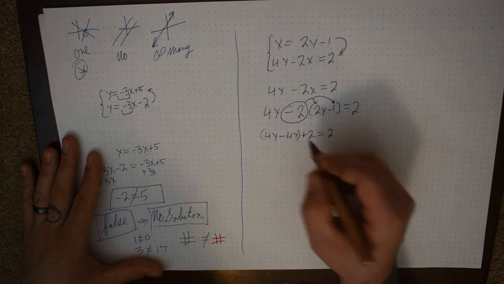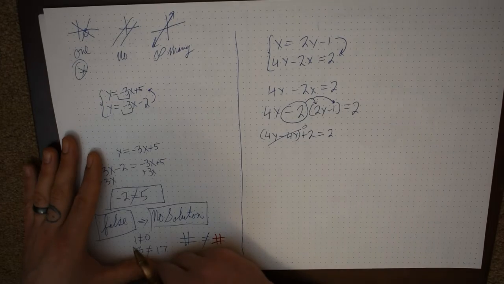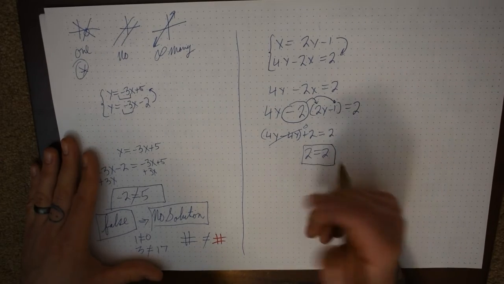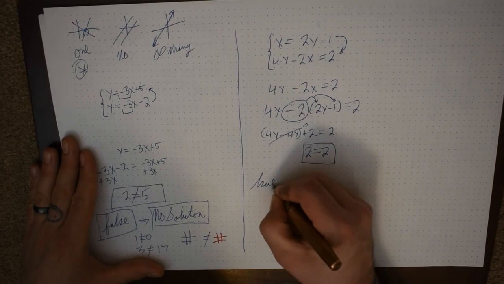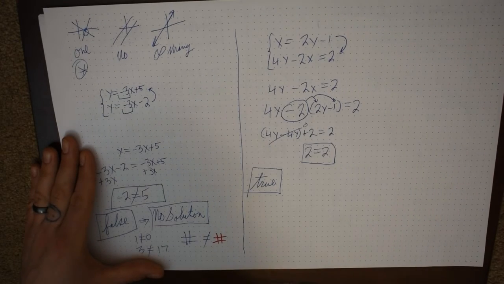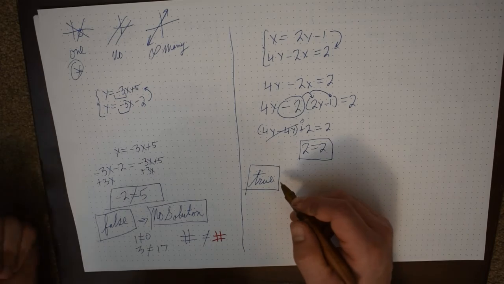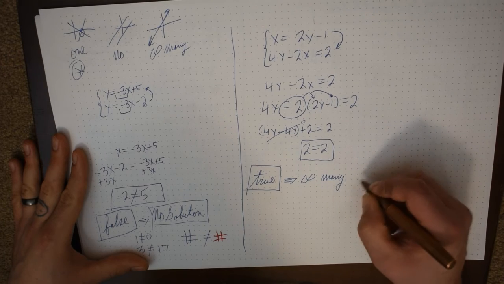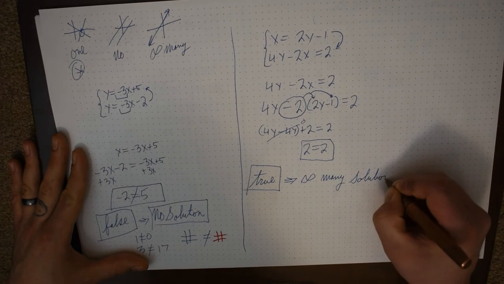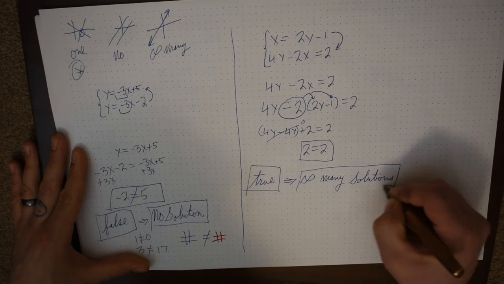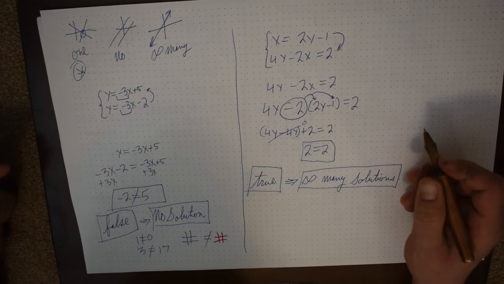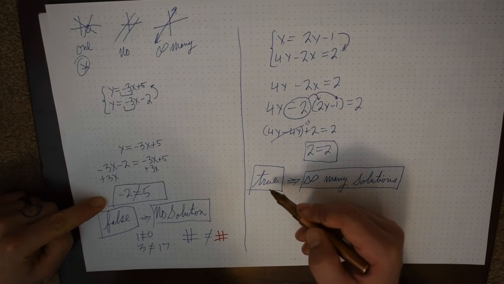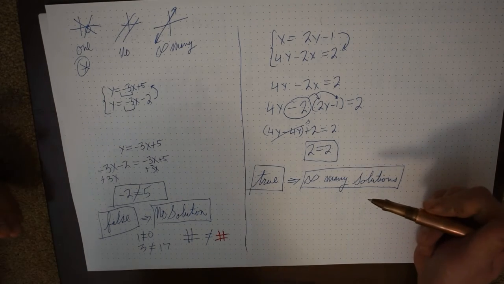If we gather these like terms, 4y take away 4y doesn't leave any y's around, and we're left with 2 is equal to 2. We have a true statement. Whenever we get true statements that are true regardless of the value of x, that means there are infinitely many solutions. So, to recap, false statements, no solutions. True statements, infinitely many solutions.